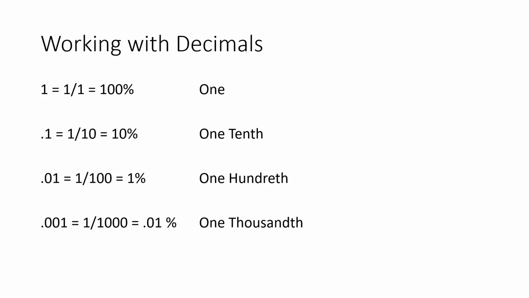Finally, just working with decimals. 1 equals 1/1 or 100%. 0.1 is the same as 10% or a tenth. 0.01 is the same as 1/100th or 1%. And 0.001, which we use a lot in our property taxes as mils, is 1/1,000th, or sometimes we call it just 0.1%.